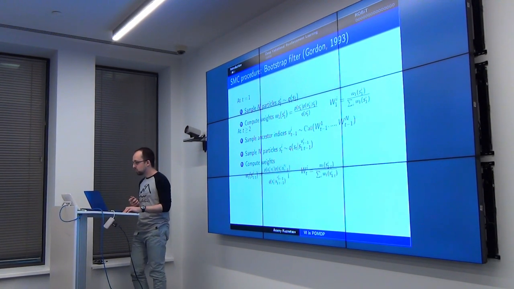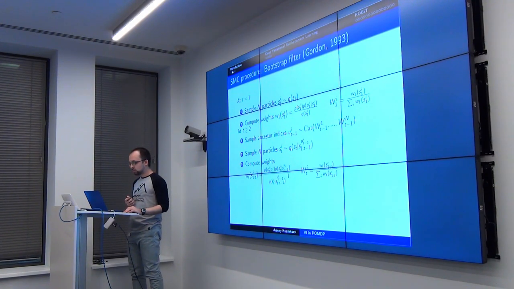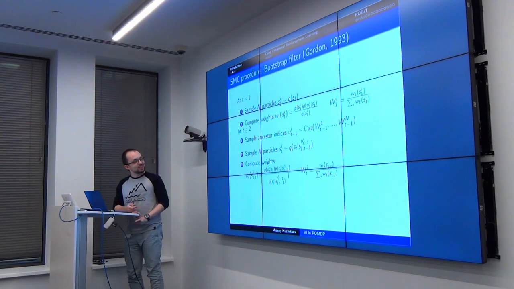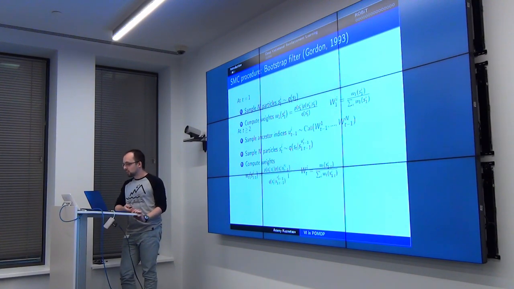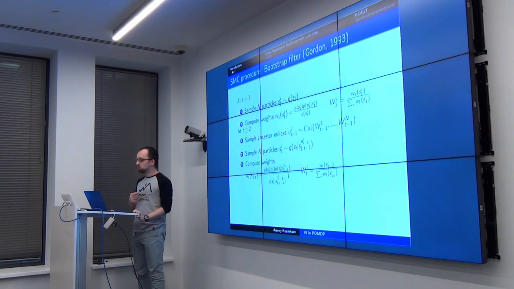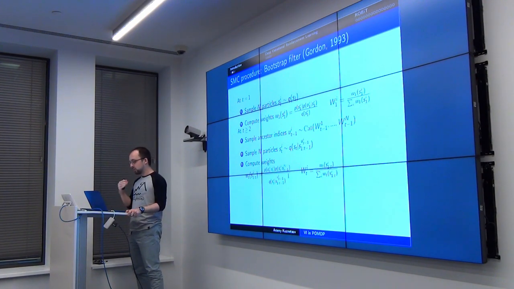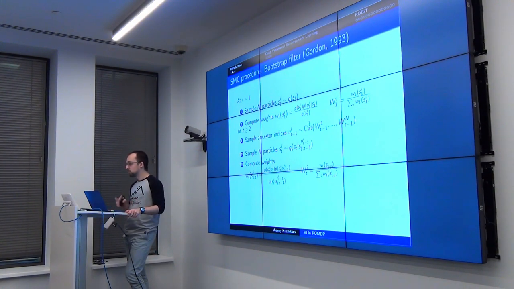Can you say a bit more about the second step? Sample particles. How do you use it? So at the previous moment we have n particles and we have n weights that are non-uniform, and this distribution is actually a weighted sum of deltas that is an approximation of our posterior distribution on states. So we sample from these weights, we sample from this approximate posterior. So we decide which trajectory we should continue.